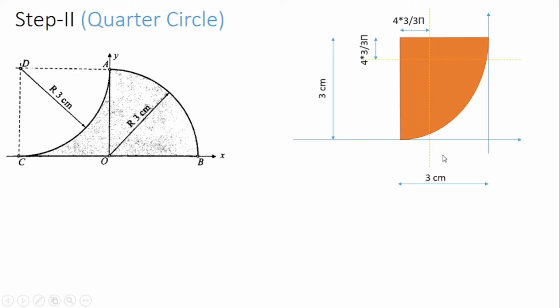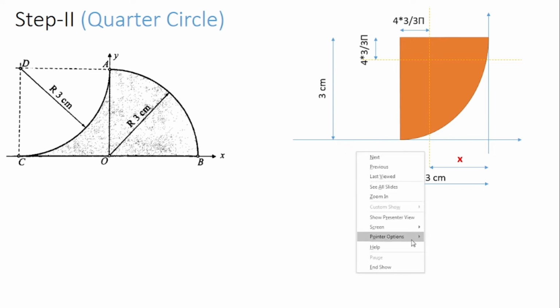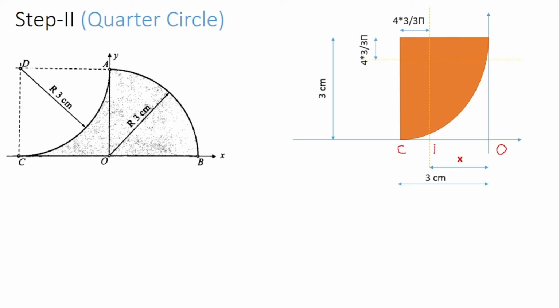Now x bar will be the horizontal distance between the reference axis and the centroidal axis, and y bar will be the vertical distance between the centroidal axis and the reference axis. So this is your x bar. Now x bar value should start from this point and end at this point. So for example, this is your point O and this is your point C. So I will say this is point P.